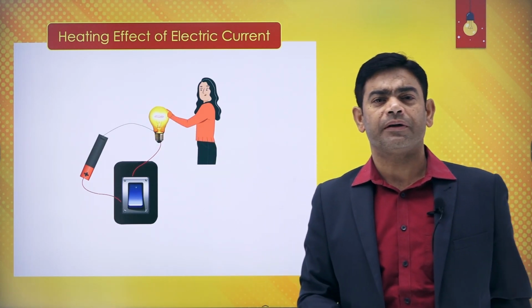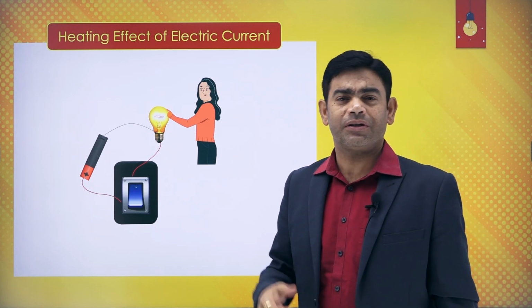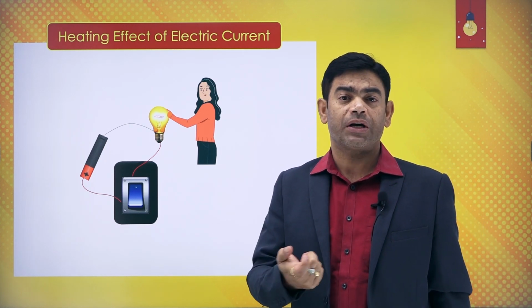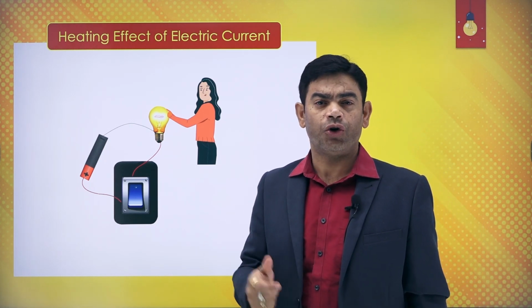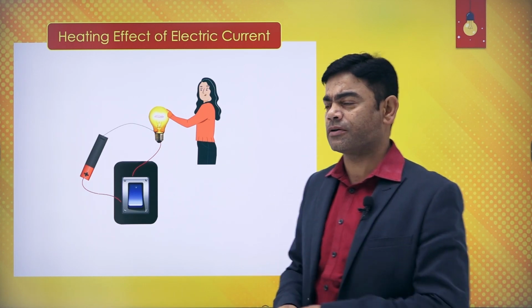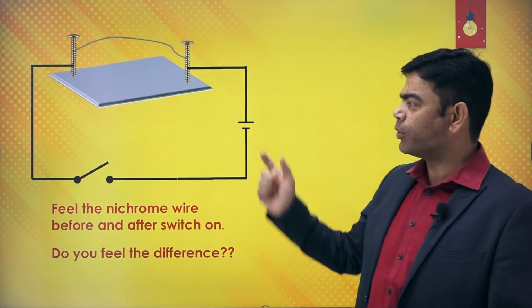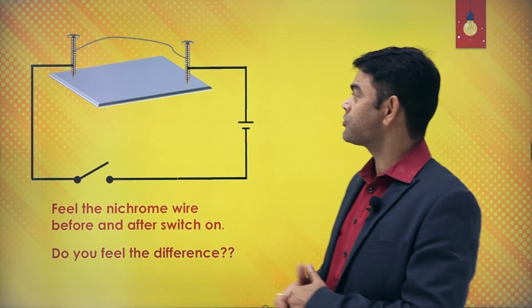We call it filament. It is made of tungsten. So this filament gets heated up due to the current. The wire gets heated up. Not all wires get heated up. We'll talk about that also. Let's do one more activity to see the heating effect of current.